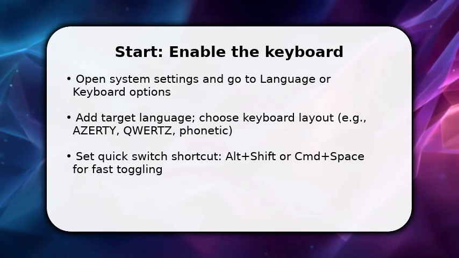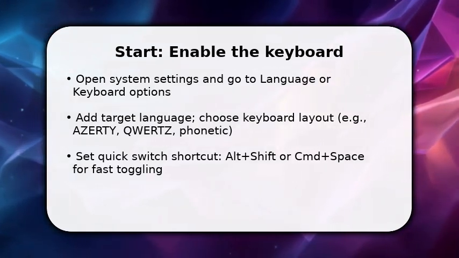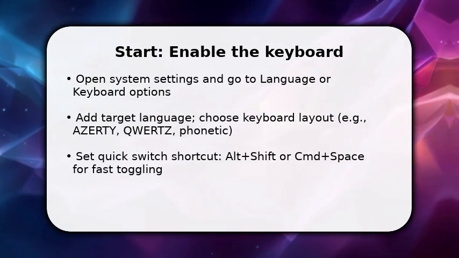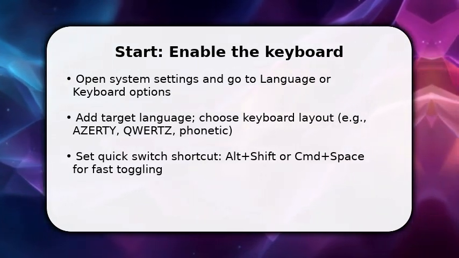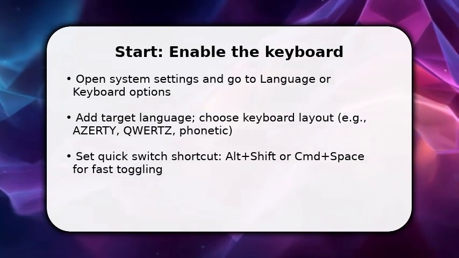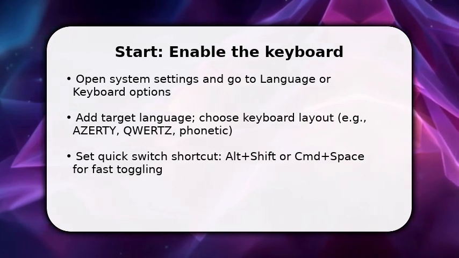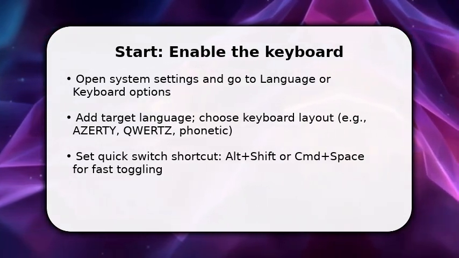You begin by enabling the language keyboard in Settings. Open Language or Keyboard Preferences now and add the target language. Choose the specific layout you want, native layout or phonetic, because that determines key mapping. Once added, set a convenient toggle shortcut like Alt plus Shift or CMD plus space so you can switch quickly.